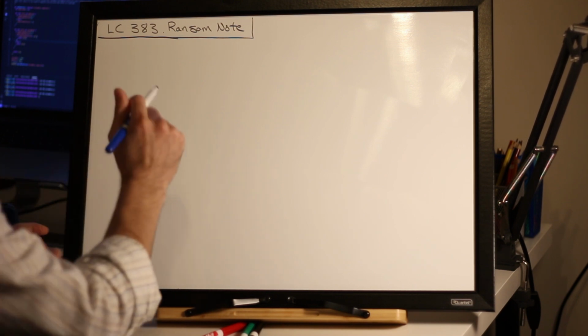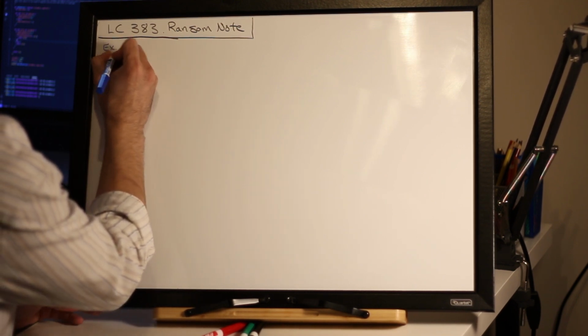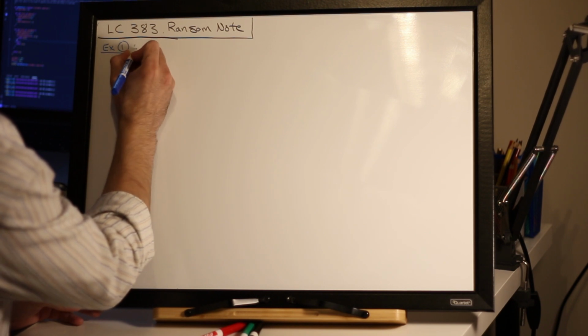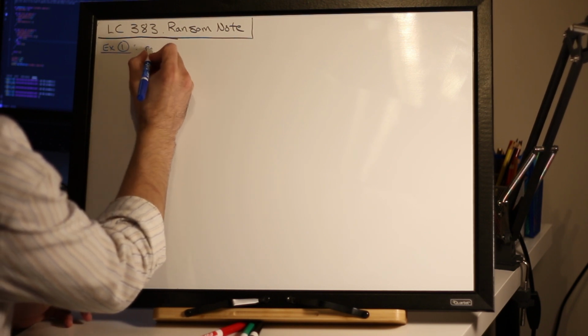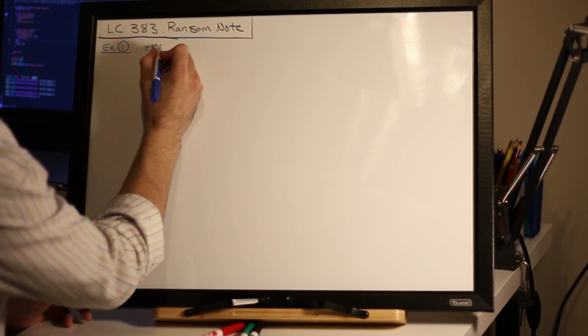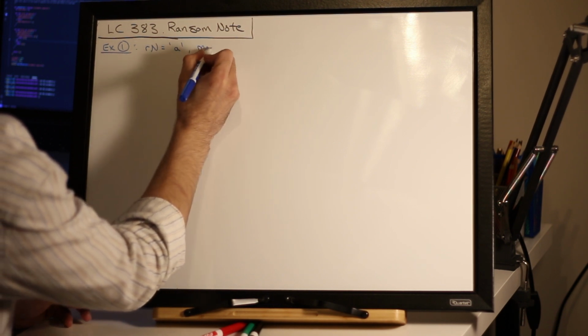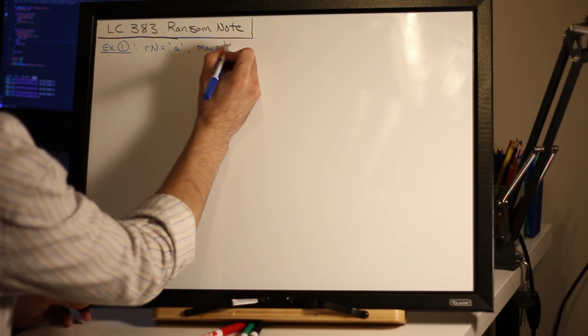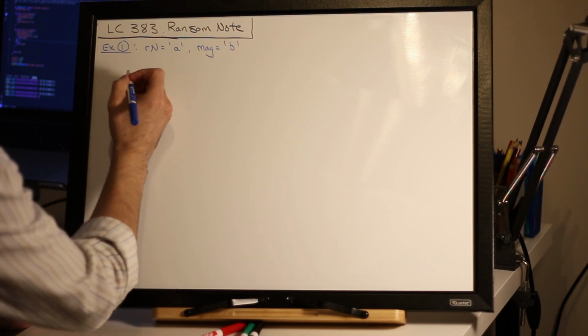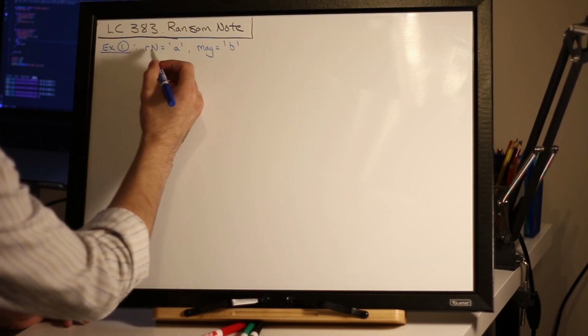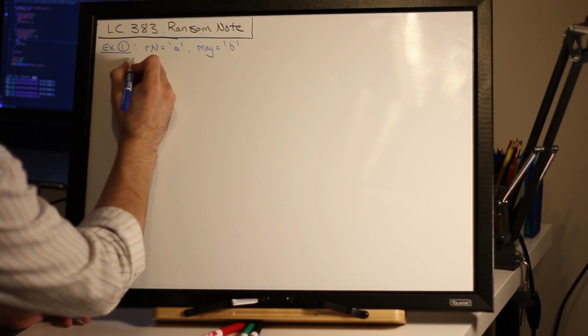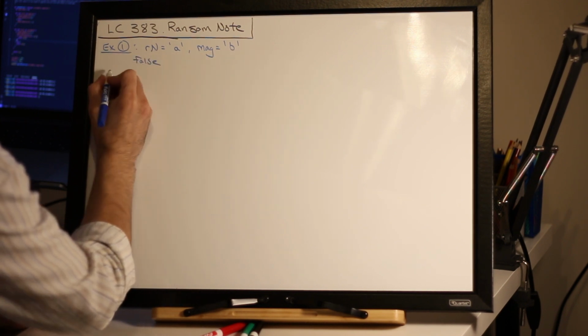Let's go through the examples for this question that were given on LeetCode. Example 1 gives us ransom note, which I'm going to refer to as RN here for simplicity, is A, and magazine, which I'm going to refer to as mag, is a string B. Can we construct A from B? Clearly not, so we're going to return false.